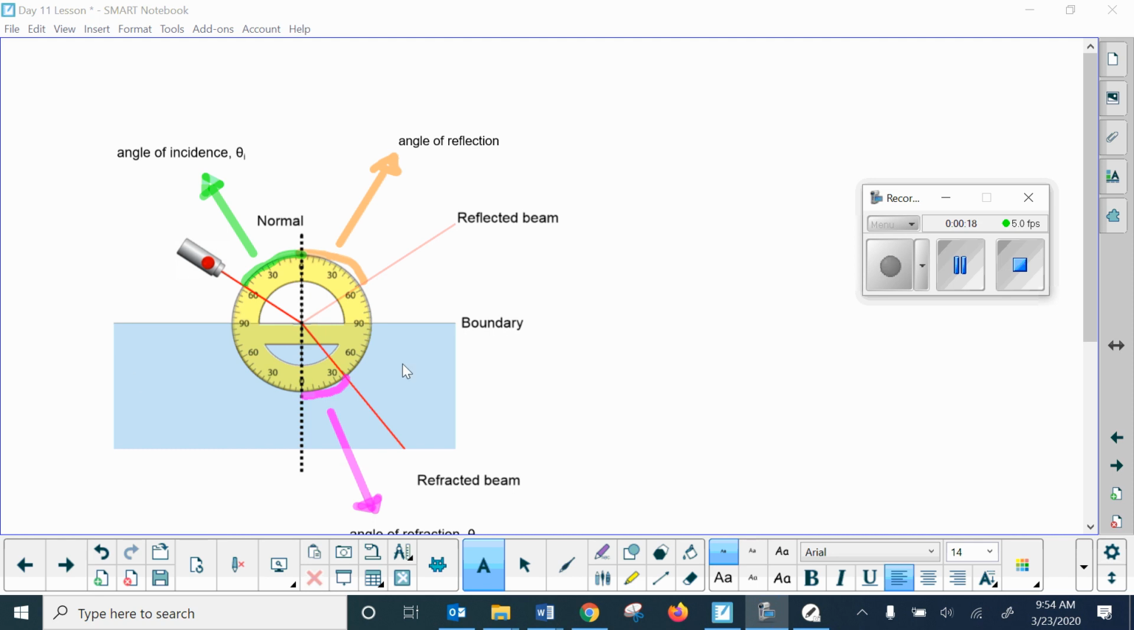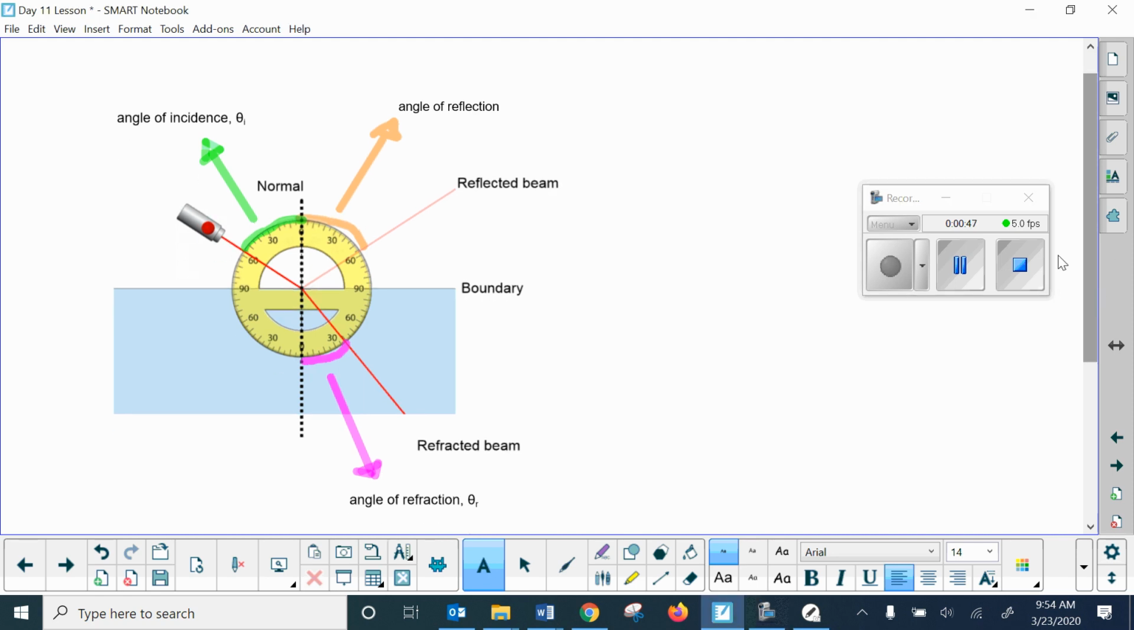this is basically what we're going to do in the simulation on PhET. Again, the angle with which the ray of light is coming in to hit the boundary, that's the angle of incidence. The angle that it reflects off of that boundary back into the same medium, that's called the angle of reflection. And then finally, the angle at which the refracted beam transmits into the new medium, that's the refracted beam or the angle of refraction, which got a little cut off there.